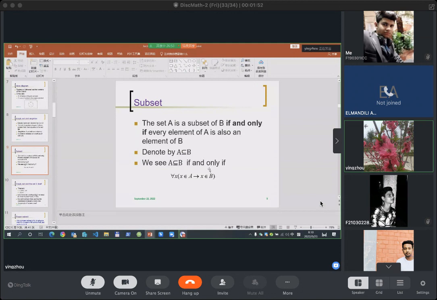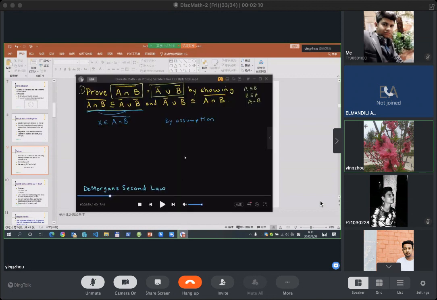So from this definition, if we want to show A is a subset of B, we can show for all x, this is a logical expression, to show whether or not for all x, if x belongs to A, then x belongs to B. Similarly here, the left is a subset of the right. So we want to show for all x, if x belongs to the left, then x also belongs to the right. If that is okay, then we can say the left is a subset of the right.